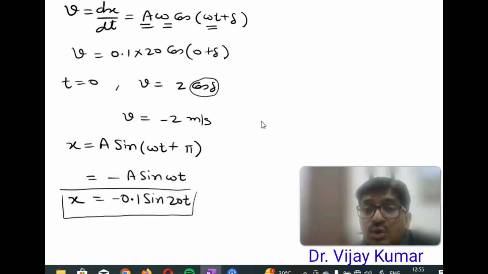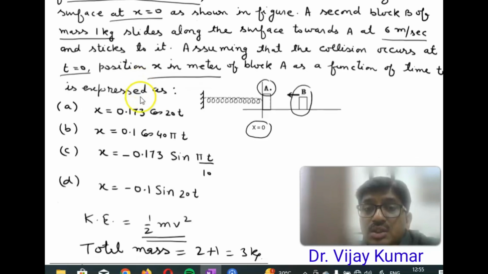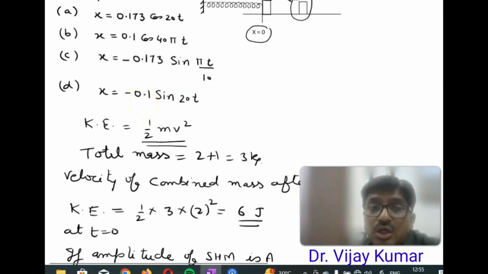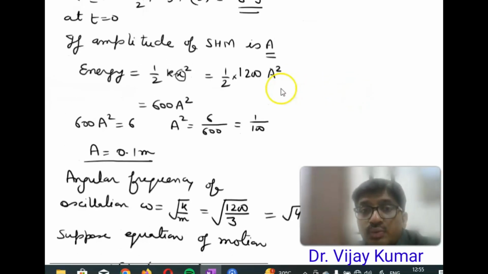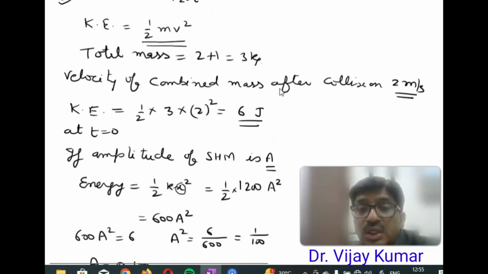This is the value of x, and now we can see the options. The option is D. The answer should be D. So this is the solution of question number 39 of NSEP 2022.